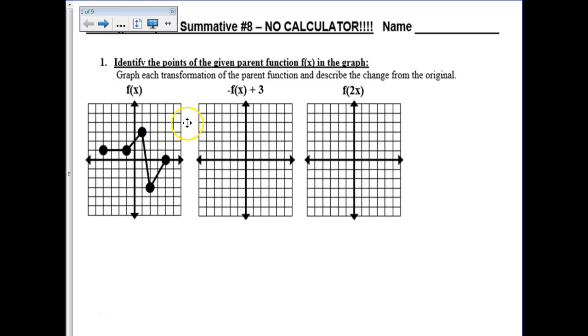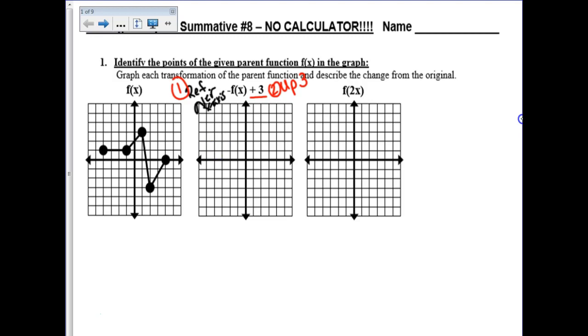So here we have a graph of a parent function, and they want you to apply certain transformations. If there's more than one, make sure you watch the order. For instance, on this first one, a negative in front of the function is going to be a reflection over the x-axis, or a vertical reflection. Oops, that's ugly writing, sorry. And then afterwards it says +3. So as a second step, you're then going to move everything up 3, and it has to happen in that order. So you must first reflect over the x-axis and then shift everything up 3 units.